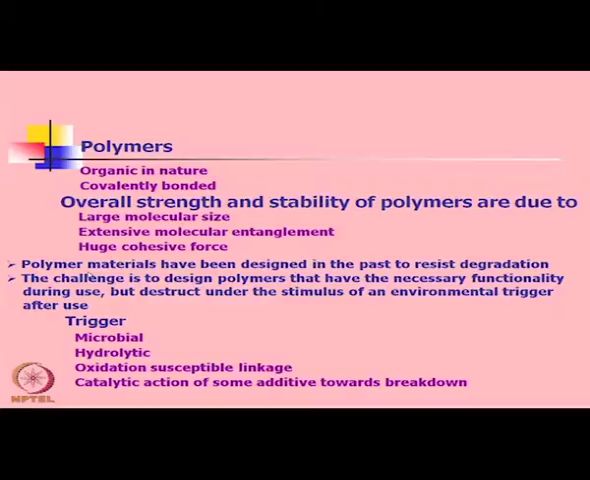Now, up to say 1970, polymer materials were designed to resist degradation. That means, people wanted to make polymers with maximum stability. They wanted to develop polymers with maximum stability. That means, the polymer should withstand very high temperature, it should not be degraded by environmental agencies like oxygen, heat, ozone, etc., or electromagnetic radiation.